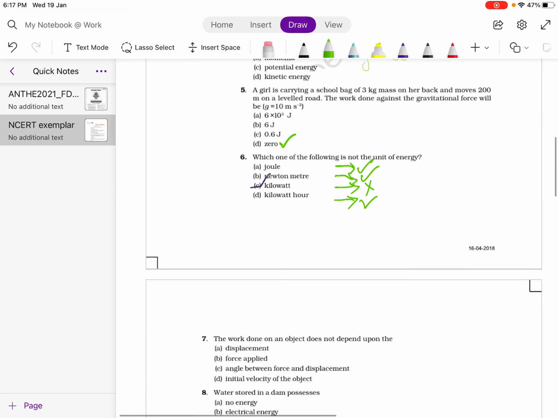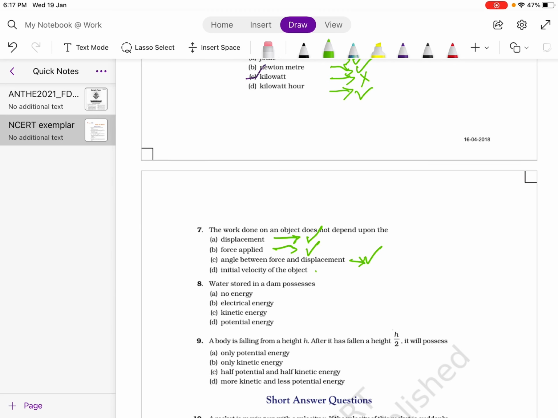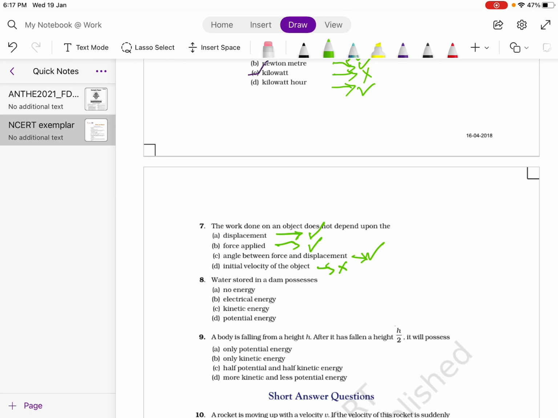We move to the next question. Work done on an object does not depend upon the. Okay. So first we should take a look at the options. If we see displacement, yes, it does depend because the formula says it's force into displacement. And force applied, yes, force is there, so it's sure. Angle between the force and displacement, yes, it's very important because the angle determines whether it's negative, positive or 0 work. Initial velocity of the object does not depend on work, so it's not. So answer is option D.